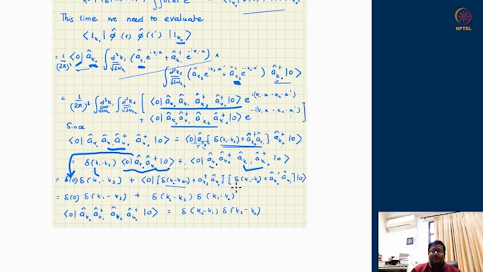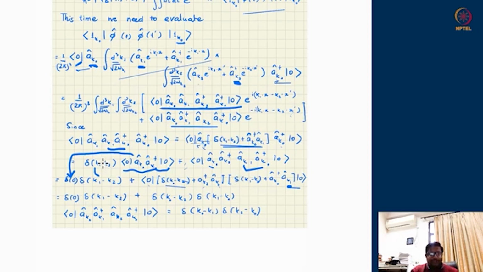All other terms you can see are going to be 0, because on all other terms, one AK operator is going to hit upon 0. So this operator hitting the 0 will be 0. Similarly, this AK not hitting the 0 will be 0, or AK2 dagger hitting this 0 will be 0. So you can verify, apart from the two delta functions multiplying each other, all the other three terms which get generated in the cross multiplications, their expectations are 0.